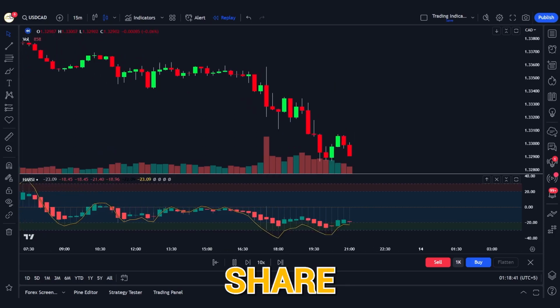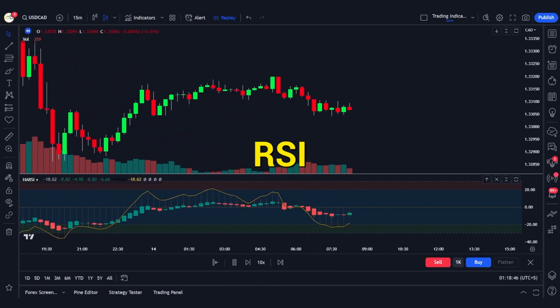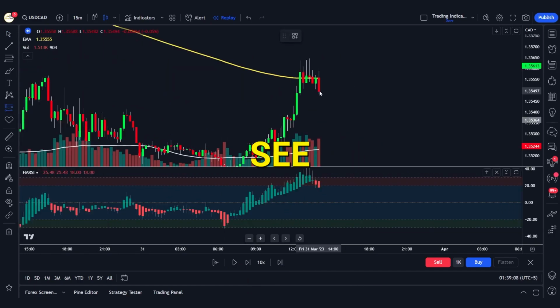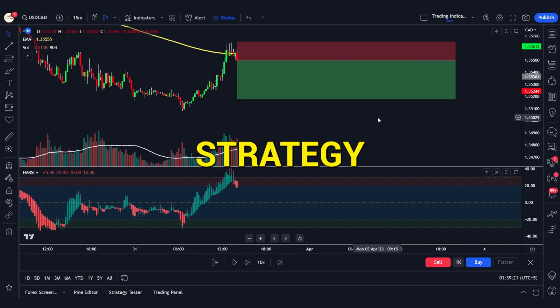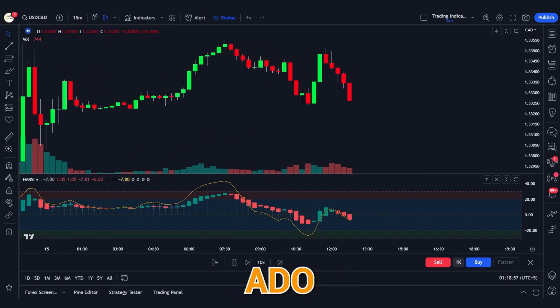Today in this video, I want to share with you this amazing trick of how you can use the Heiken Ashi and the RSI combined indicator to make this profitable trading strategy. And as you will see later in the video, this trading strategy is very profitable and gives you a high win ratio. So without any further ado, let's get started.